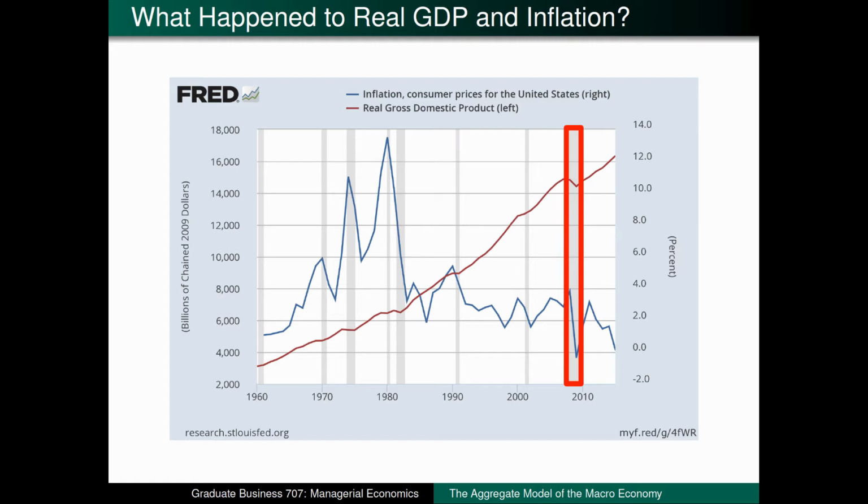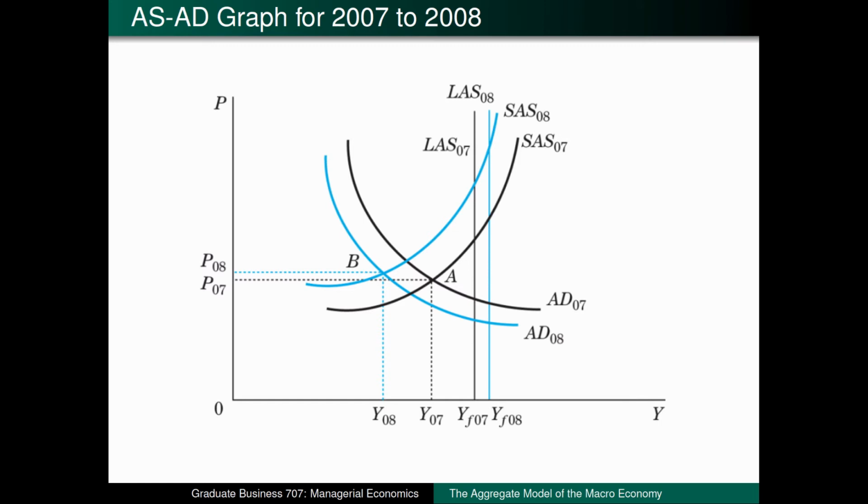We can also see that real GDP is decreasing during the Great Recession, so we should anticipate a lower GDP value along the x-axis of the ASAD graph. So here we have the ASAD graph for the Great Recession. The black lines are the curves for 2007, which represent the time period before the Great Recession, while the blue lines are the curves for 2008, which represent the time period during the Great Recession.